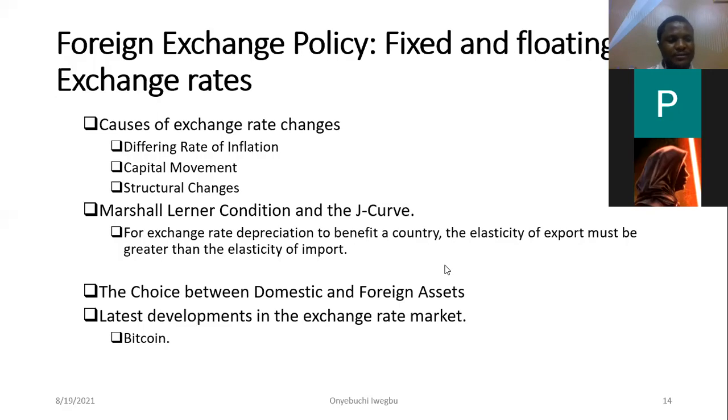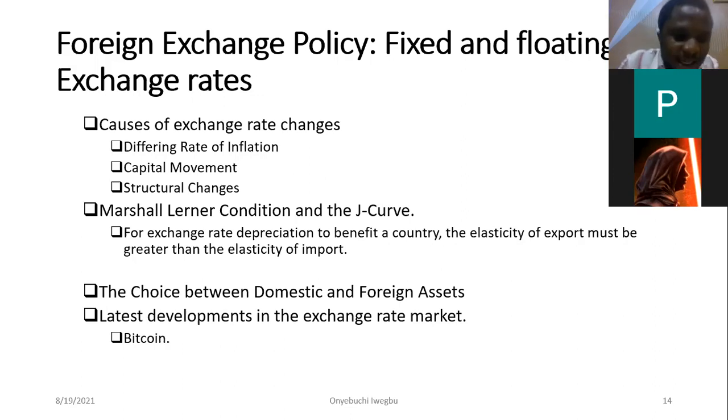So, in closing, what will be your choice between domestic and foreign assets? The answer remains that domestic assets are better than foreign assets. However, for developing economies, we have scenarios where domestic assets are of less quality compared to what? To the foreign assets. Okay?